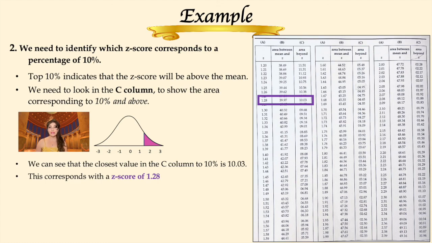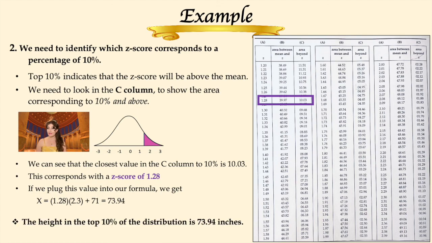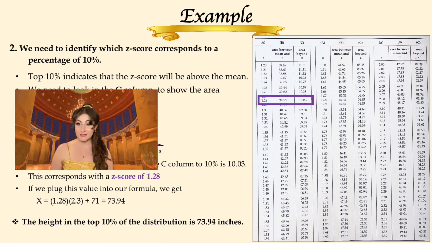Now you're going to plug that z-score into your formula. So x is equal to 1.28, which is our z, multiplied by a standard deviation of 2.3, plus the mean gives us a score of 73.94. So to answer our original question, the height in the top 10% of the distribution is 73.94 inches.